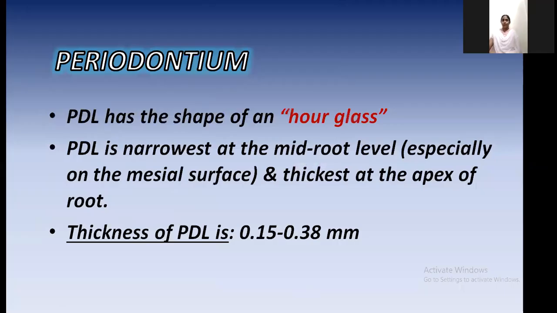The periodontium has the shape of an hourglass. Important one word: the PDL is narrowest in the mid-level of the root, especially on the mesial surface, and it is thickest at the apex of the root. One word to note: thickness of PDL is 0.15 to 0.38 millimeters.